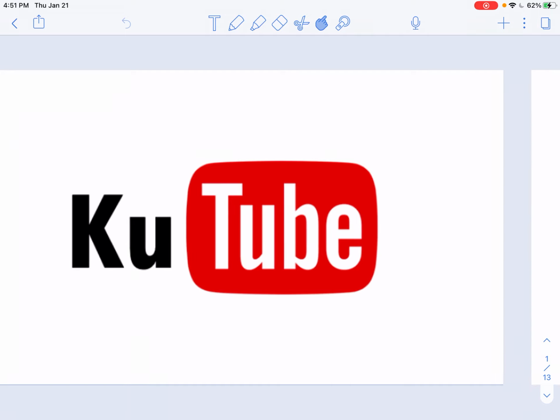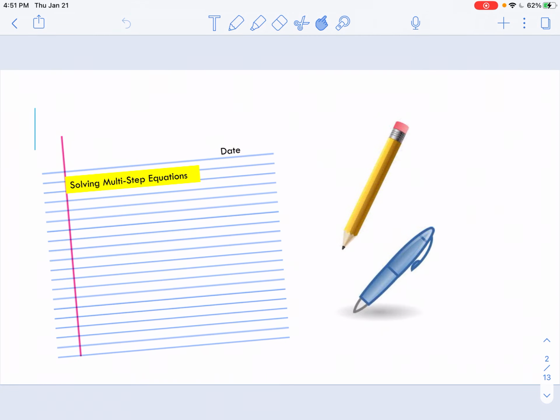Today's lesson is really going to be focusing on solving multi-step equations. Before we begin, make sure you have some of the following materials out. You should have a piece of scrap paper with today's date and the lesson title on top. You should have a pencil out and make sure you have a pen out for some corrections. Once you're ready, let's get started.